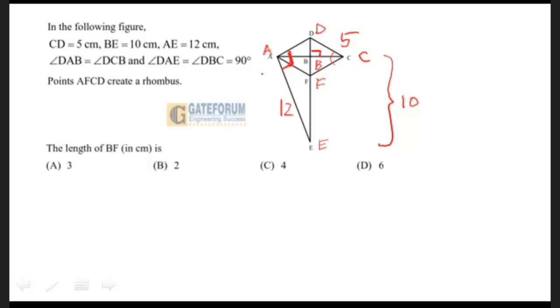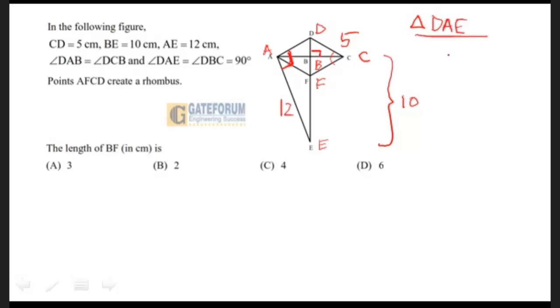Points AFCD create a rhombus. Okay, so the length of BF in centimeters is how much? Okay, how do we do this? Let us take triangle DAE.